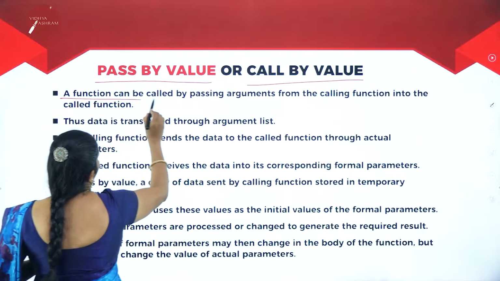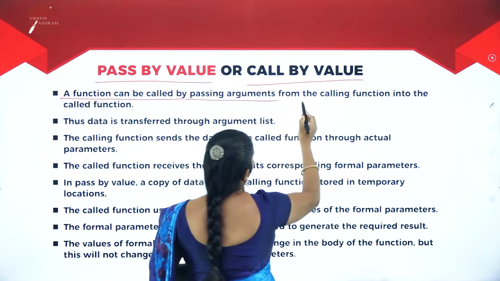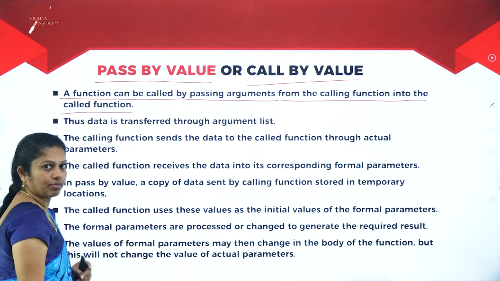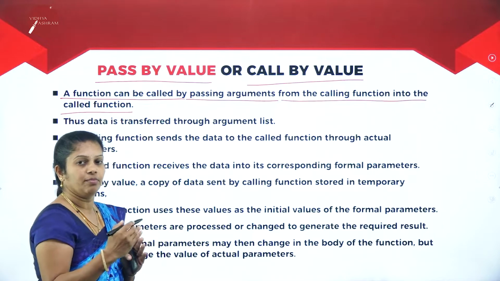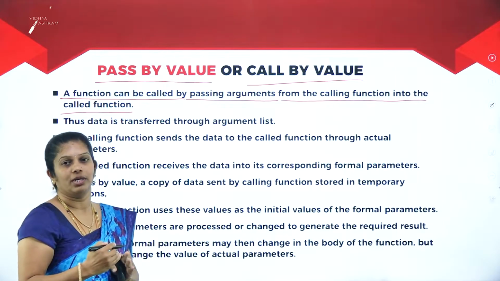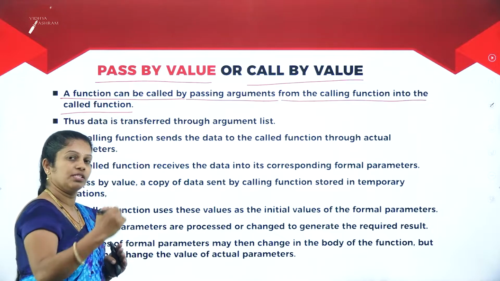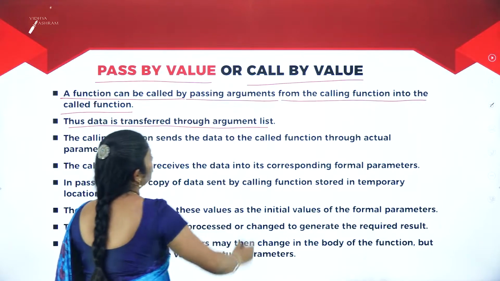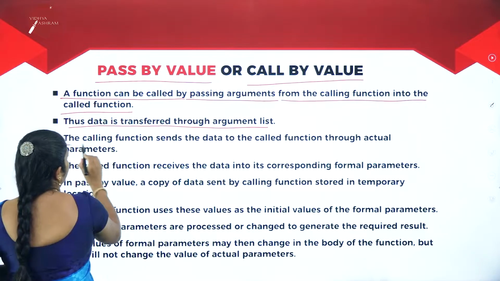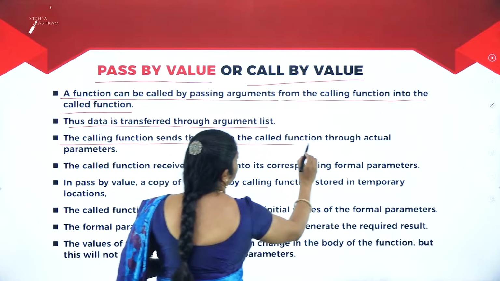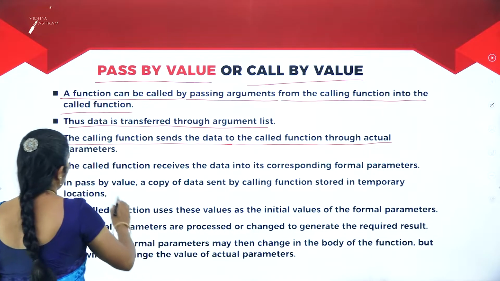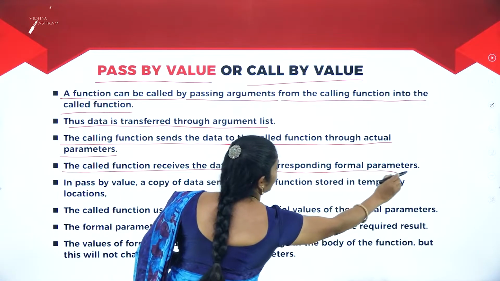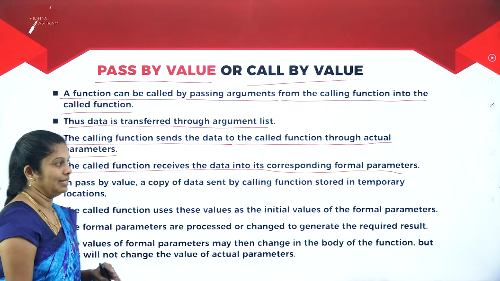Here, a function can be called by passing arguments from the calling function into the called function. The main program can be called the calling function and the subprogram can be called the called function here. From the main program to the subprogram, we can pass the arguments. Thus, data is transferred through the argument list here. The calling function sends the data to the called function through the actual parameters. The called function receives the data into its corresponding formal parameters.